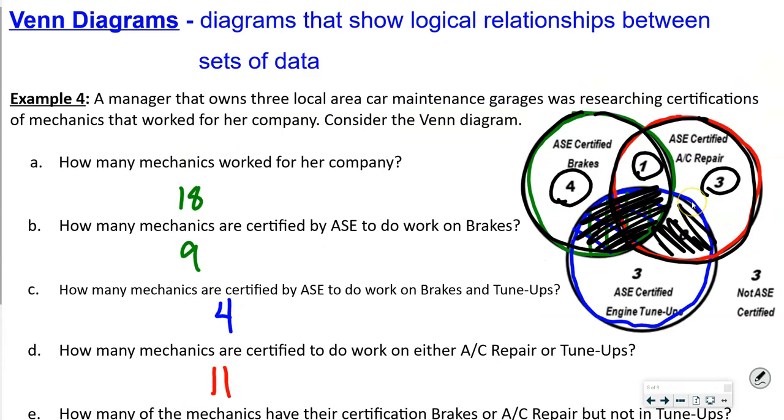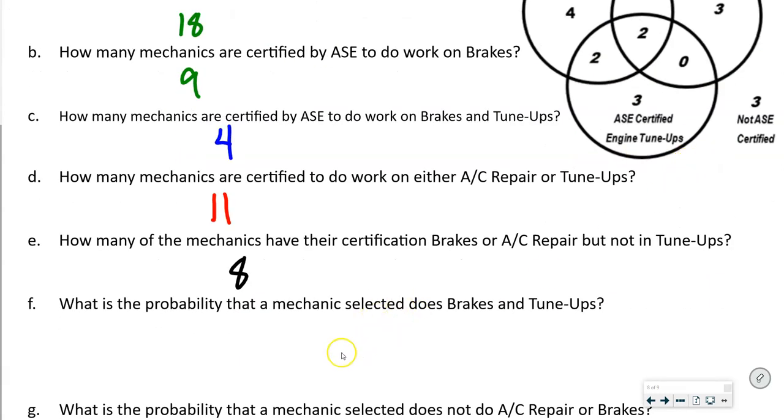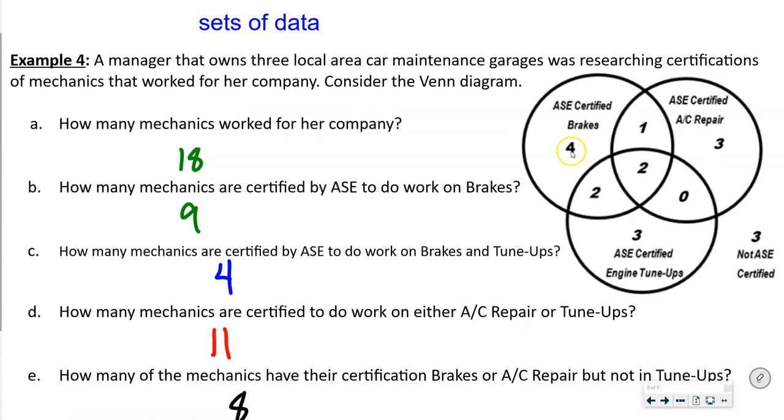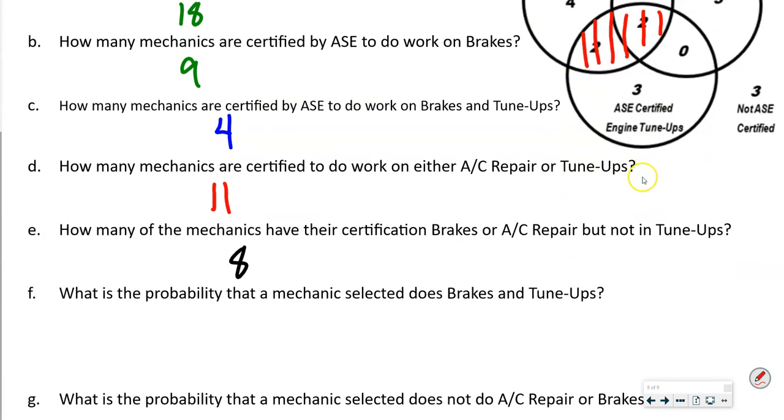Okay. So let me clean up this drawing up here so we don't get confused as we move through the next part. So then it says, what is the probability that a mechanic selected does brakes and tune-ups? So brakes and tune-ups, remember, what does and mean? It's an intersection, right? So here's our brakes. So down here's our tune-ups. So what is our intersection of these two? It's right here, okay? Now it's asking us for the probability, okay? So 2 plus 2 is 4. So we're going to do 4 over our total, which was 18. That reduces to be 2 over 9, doesn't it? Because both 4 and 18 are divisible by 2.